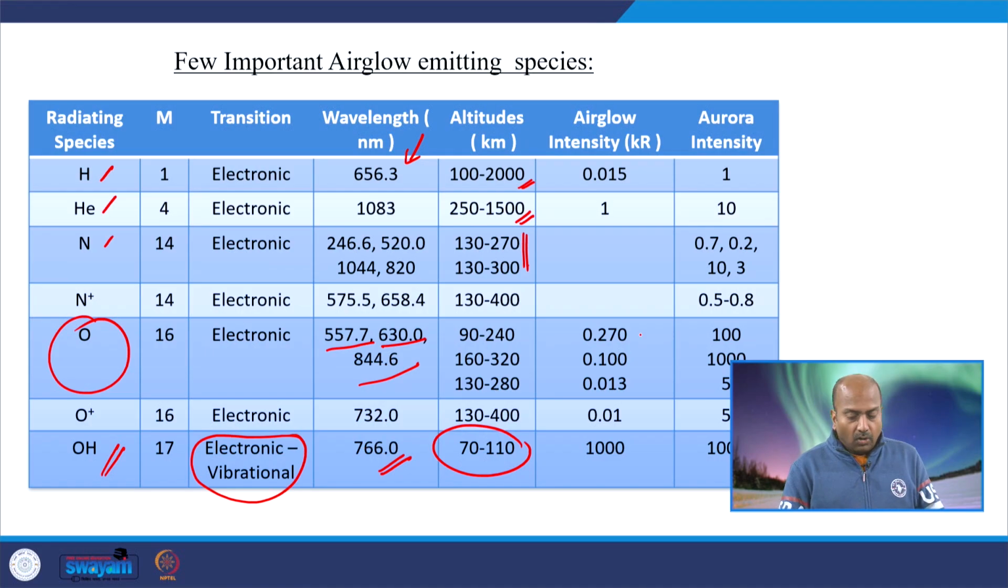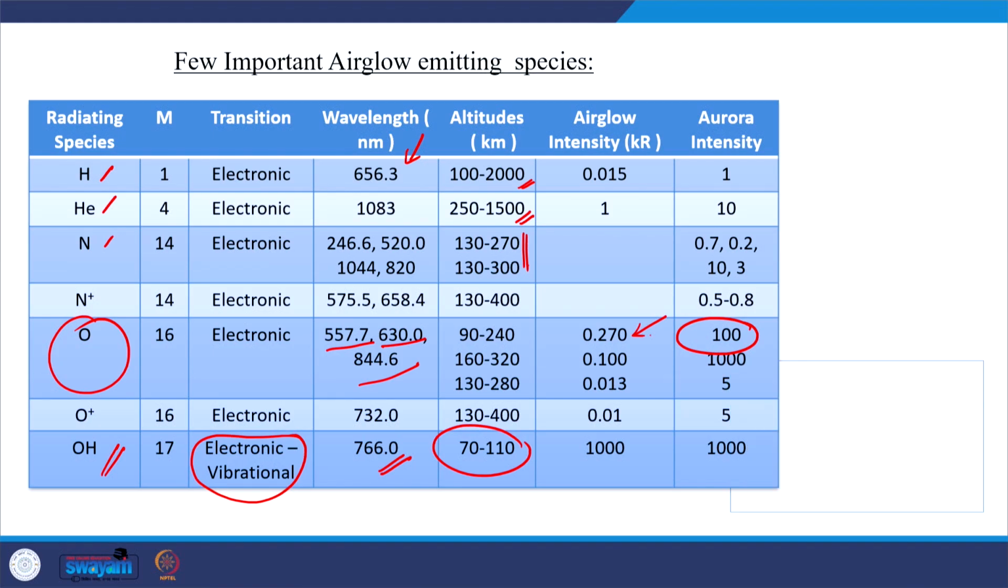So, that is what you see here. Oxygen airglow can go up to 0.270 kilo Rayleigh, whereas the same emission, the same spectral transition, can produce up to 100 Rayleigh in the case of auroral emissions. So, here you should remember that 1 Rayleigh is equal to 10 to the power of 6 photons in units. Okay. So, auroral emissions, of course, are primary markers of the interaction of solar energy with the Earth's upper atmosphere, right. But they are not a daily or global phenomenon.